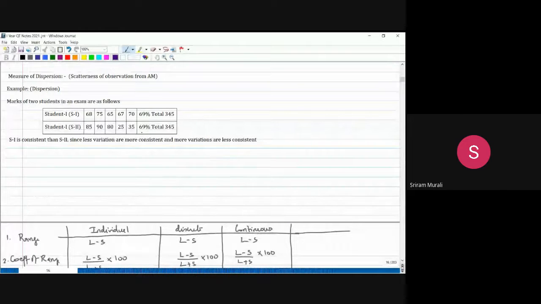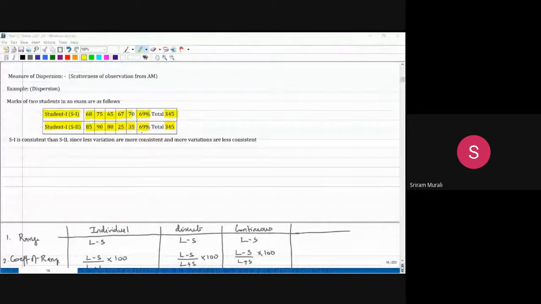Example, take student 1. His marks for the 5 subjects are listed. His total is 345, average 345 by 5 is 69%. Student 2 also has the same 5 subjects, his total is 345, his percentage is also 69%. If you look at the two students, their average, I mean X bar, is the same. But how do you check whether this data is consistent, uniform, reliable? To check that, we have to go with dispersion.